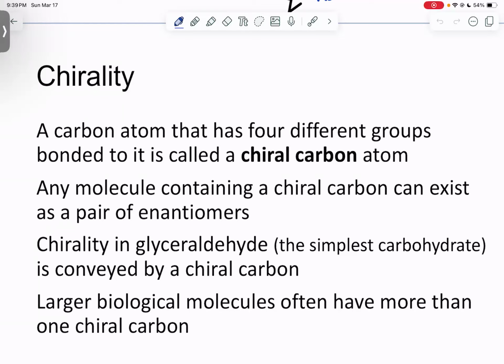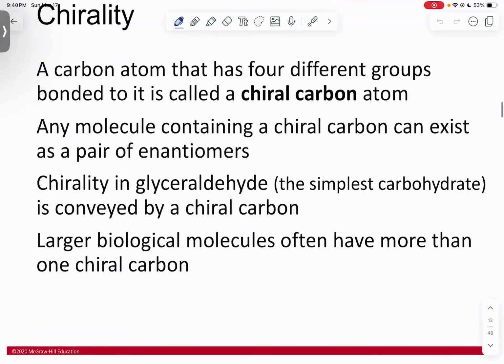And we talked about enantiomers last time, but we're going to go over all the definitions again, right? So the non-superimposable mirror image molecules, those are the enantiomers, which is a subset of stereoisomers. Okay, so if you talk about glyceraldehyde, it's the simplest sugar, which I'm going to show you in just a second, that has a chiral carbon.